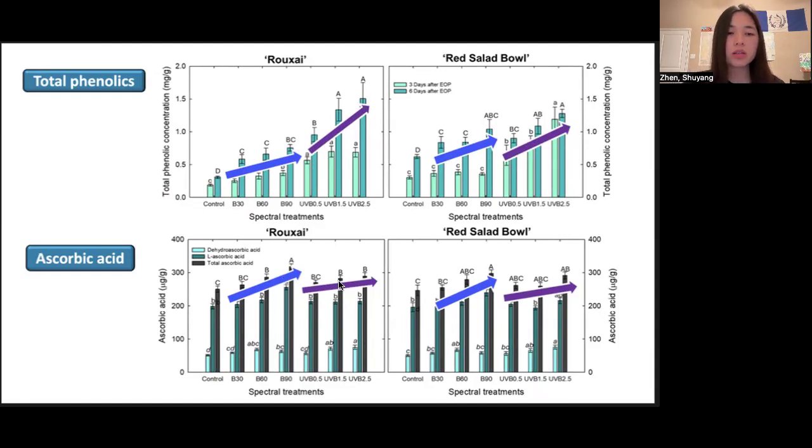With vitamin C, the response was slightly different, but both UV-B and blue tended to enhance vitamin C accumulation, most likely due to a stress response. So this will be the last piece of data I'm going to show you today, and I look forward to discussing with you more in class.